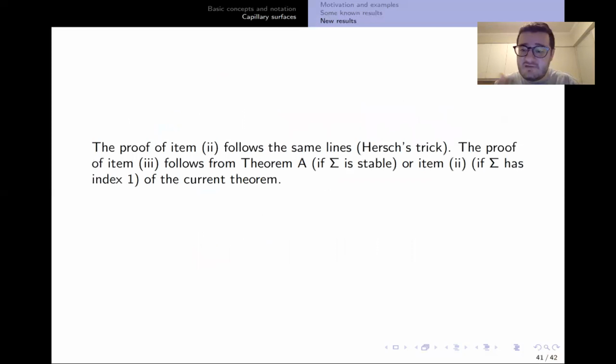And the proof of the last item of theorem C actually follows from the first theorem we presented, because if sigma is stable, then we can apply theorem A. And theorem A says that if you have a scalar curvature which is bounded below and away from zero, then sigma must have positive Euler characteristic. And if this is the case, then it has to be a disk. Or for item two, if sigma has index 1, we just apply the previous item two of theorem C.